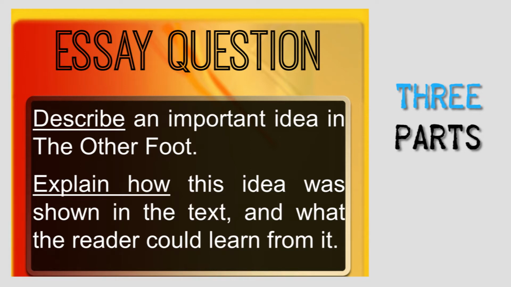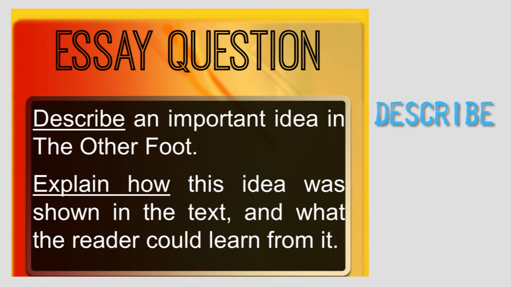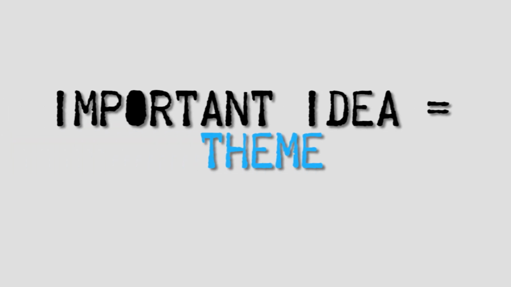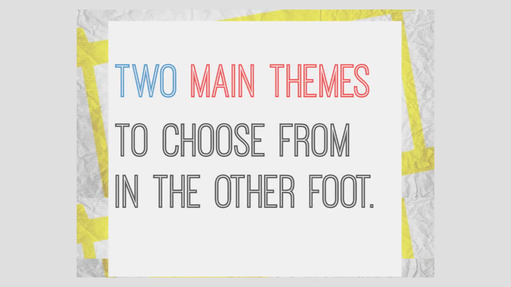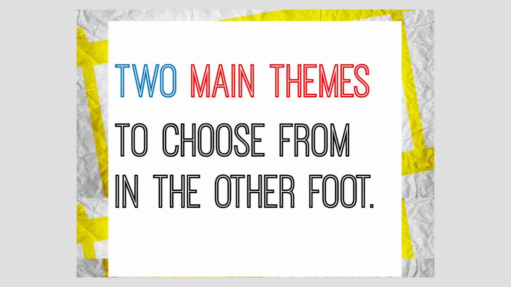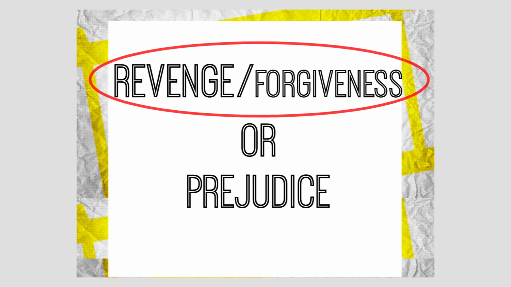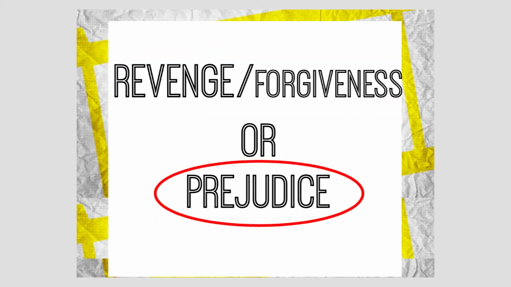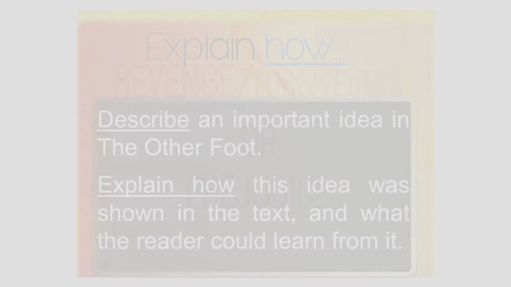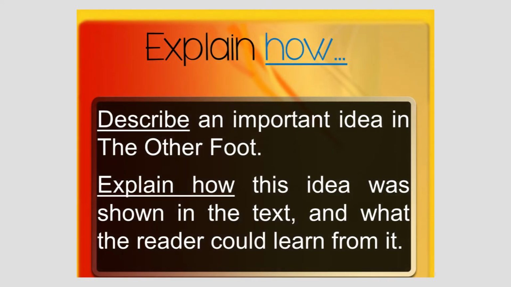The first part is obviously asking us to describe an important idea in The Other Foot. Now an important idea is also known as a theme, and we've talked about themes in class. So remember, we talked about there being 2 main themes in The Other Foot that you can choose from in this essay. You will choose to either write about revenge and forgiveness, or you'll choose to write about the theme prejudice. The second part of the question asks us to explain how we learn about this theme in the story.